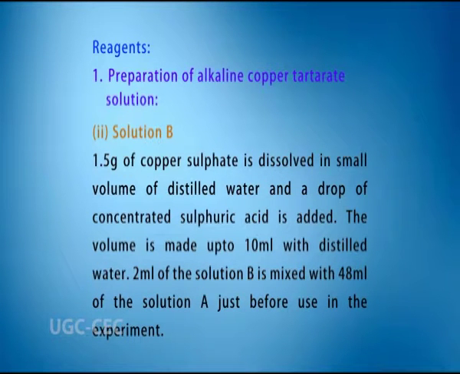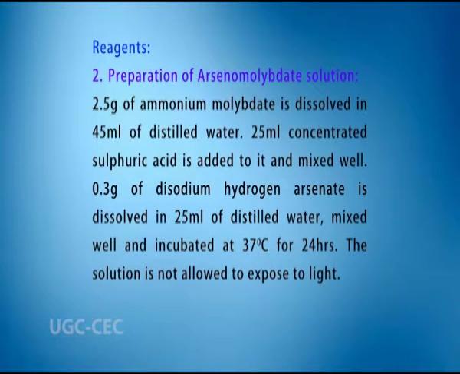Next, the solution B. 1.5 gram of copper sulfate is dissolved in small volume of distilled water and a drop of concentrated sulfuric acid is added. The volume is made up to 10 ml with distilled water. 2 ml of the solution B is mixed with 48 ml of solution A just before the use in the experiment. Next, the preparation of arsenomolybdate solution.